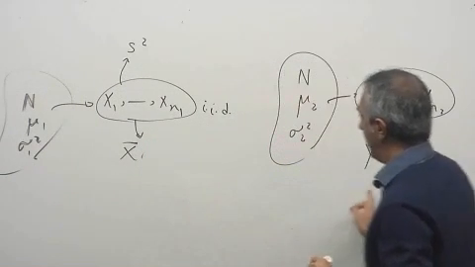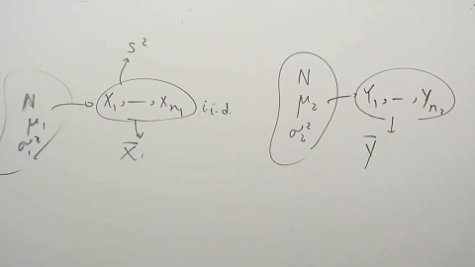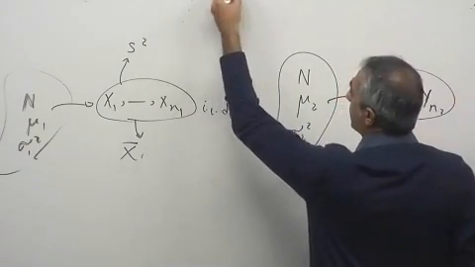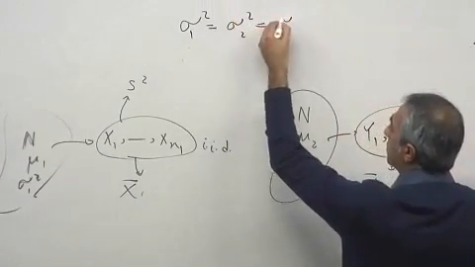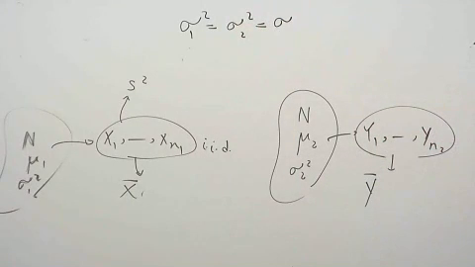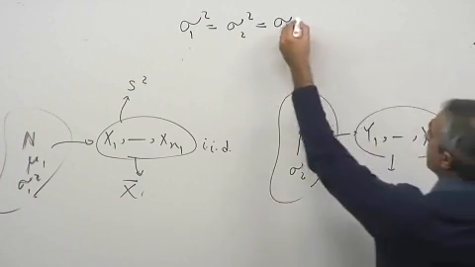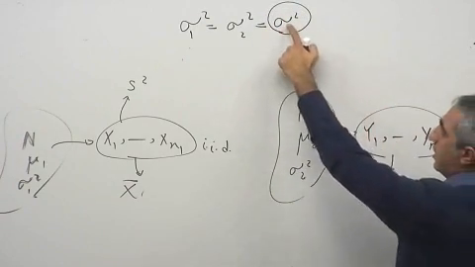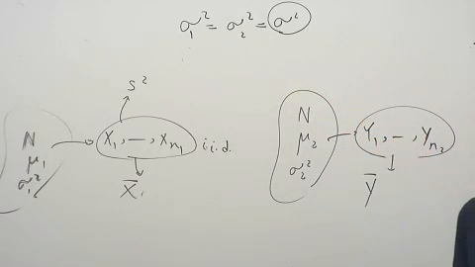Now, the variances in this case are unknown. But I have one important assumption. Although they are unknown, they have the same variance. Okay? So the variances are the same, equal to a quantity which I don't know. So what should I do? I need to estimate that.